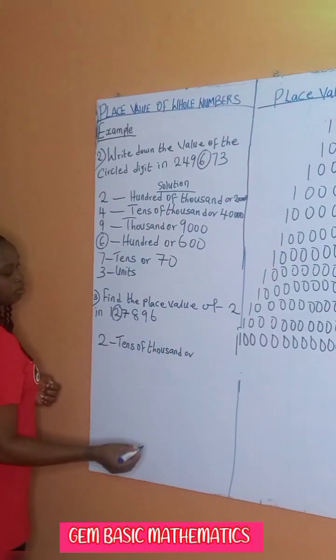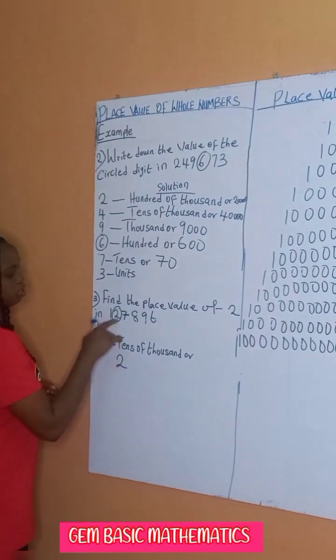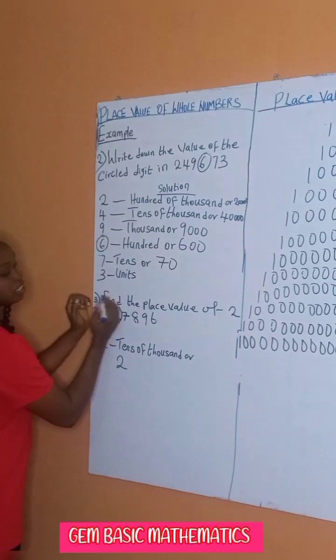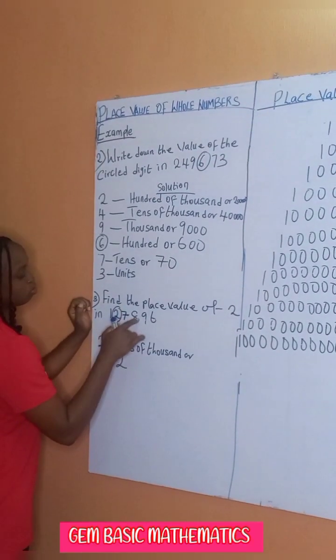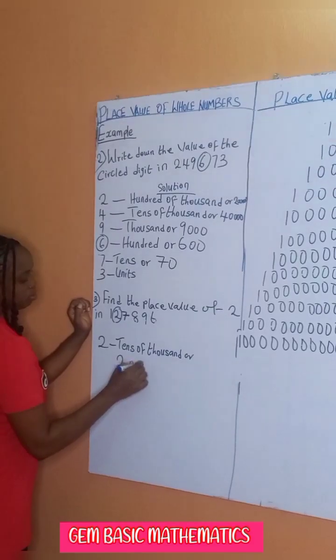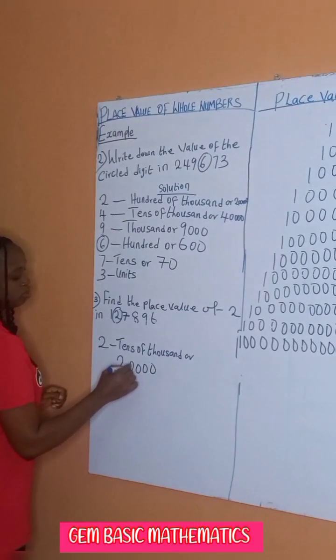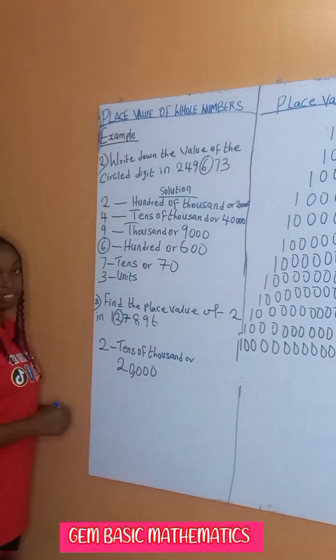Now you write 2. What will you do? Cover it and count the remaining numbers. You have 1, 2, 3, 4. So you have 20,000.